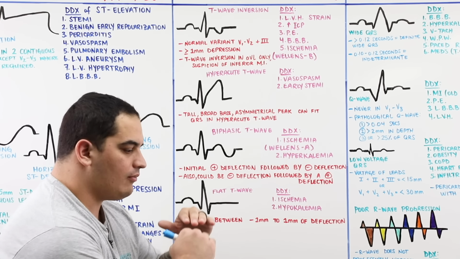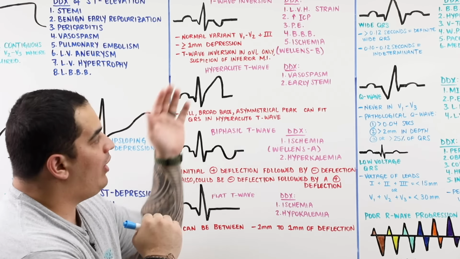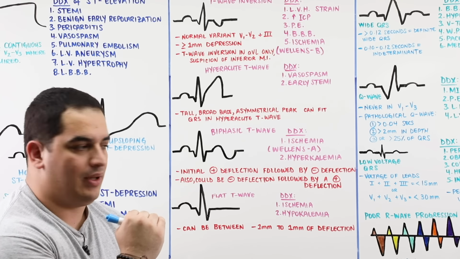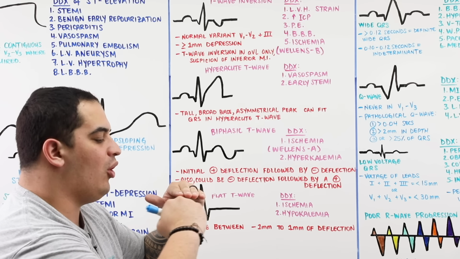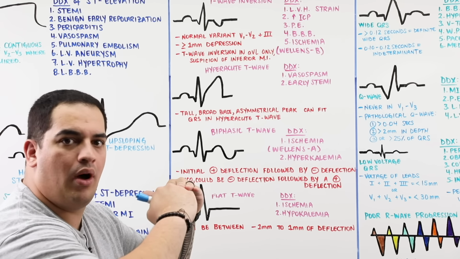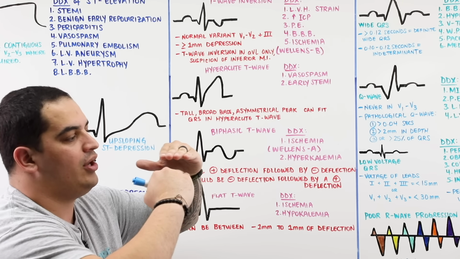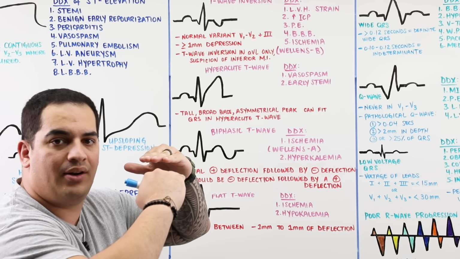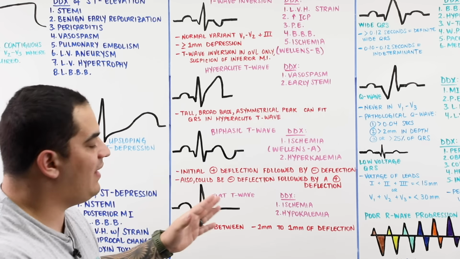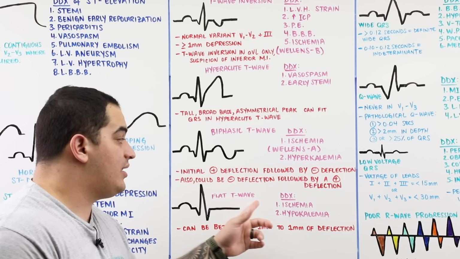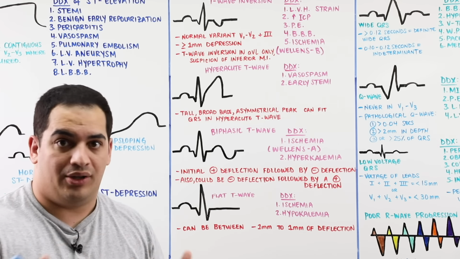Flat T waves, we have to fit within the line of depression and normal, right? We say depression is greater than 1 millimeter below the isoelectric point. So a flat T wave has to be between 1 millimeter of deflection downwards and a millimeter of deflection upwards. Okay, that's a flattened T wave. Flat T waves, definitely a sign of impending ischemia. Definitely got to be concerned about those. And also hypokalemia, check their potassium.